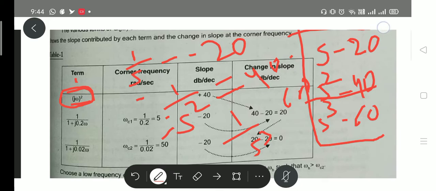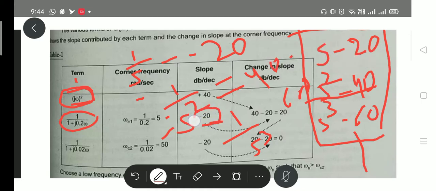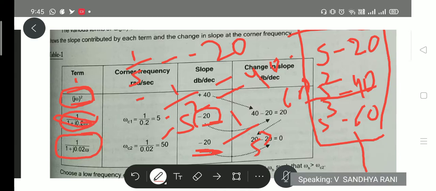S square, S cube: 20, 40, 60 and so on. Here 1 by S is minus 20, 1 by S square is minus 40, 1 by S cube is minus 60 dB, like that. This terminal will be 1 by S, so I am taking minus 20 dB here. Here also it is a 1 by S terminal, so I am taking minus 20 dB. This whole term I am taking as S, so 1 by S, 1 by S, so minus 20, minus 20.